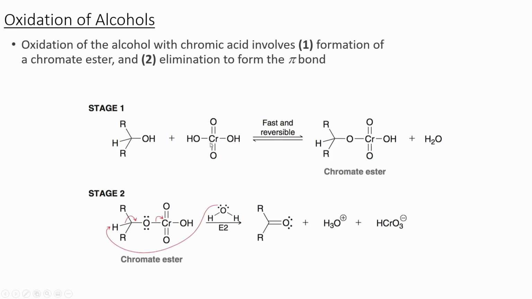So if we take an alcohol, here a secondary alcohol, and we add Jones reagent, then we're going to form this chromate ester intermediate, and then water can deprotonate the hydrogen attached to the carbon that's being oxidized, and that forms a new carbon-oxygen double bond.